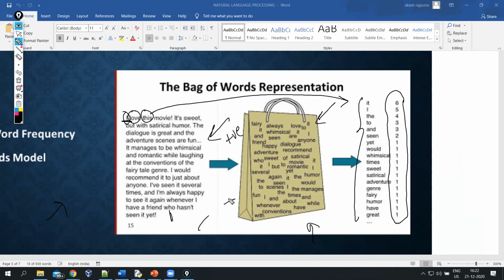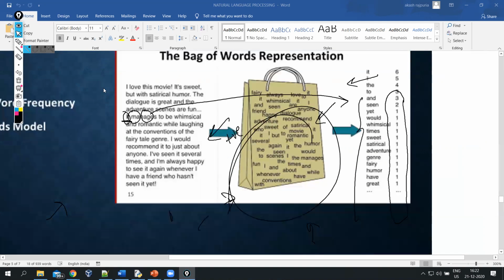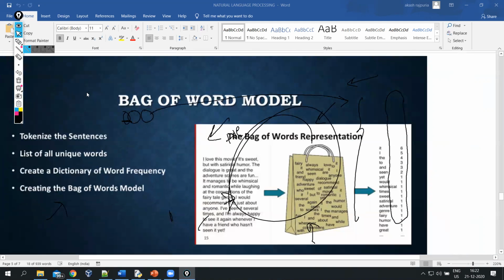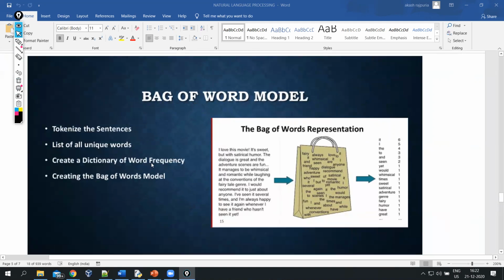It will just put into the bag randomly. So you can see all the words are random here. That is why it is called bag of words representation. So your text is represented into numbers using bag of words. I hope up till now everyone is clear. More of it will become clear when I show you the coding section.